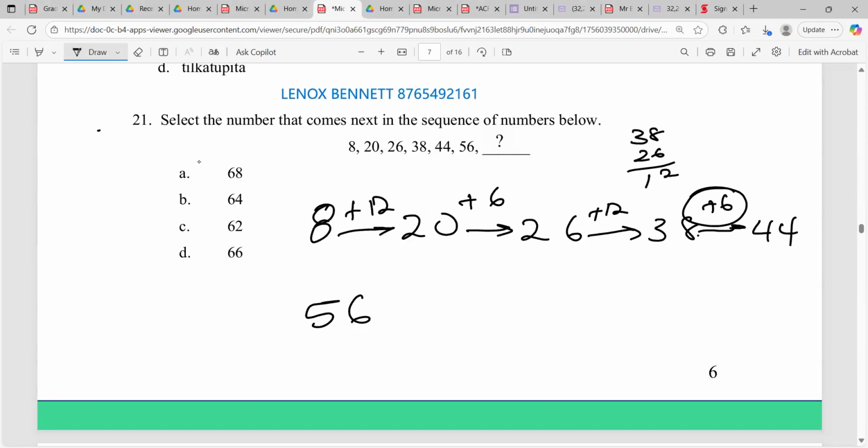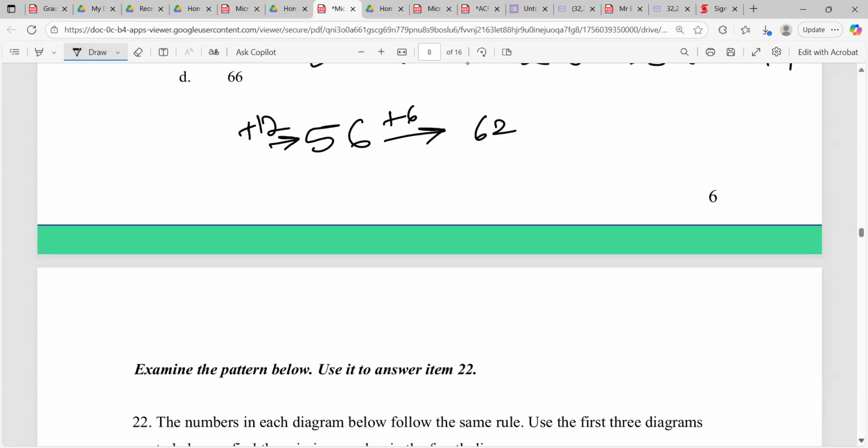So the last time they did was to add 6. So that means we're supposed to add 12. No, they add 12, add 6, add 12, add 6. So from 44, oh, and then they added 12 again. So that means to get the next one, they have to add 6. So that would have been C. Let's move on.